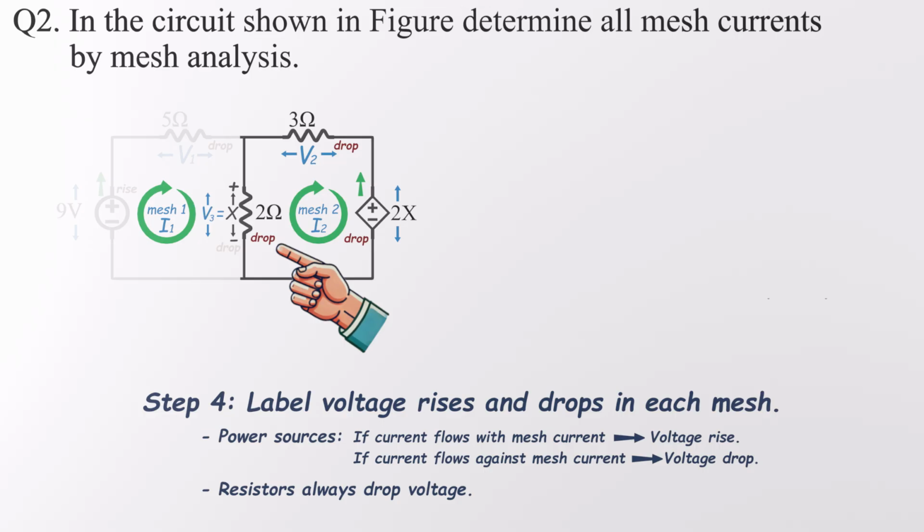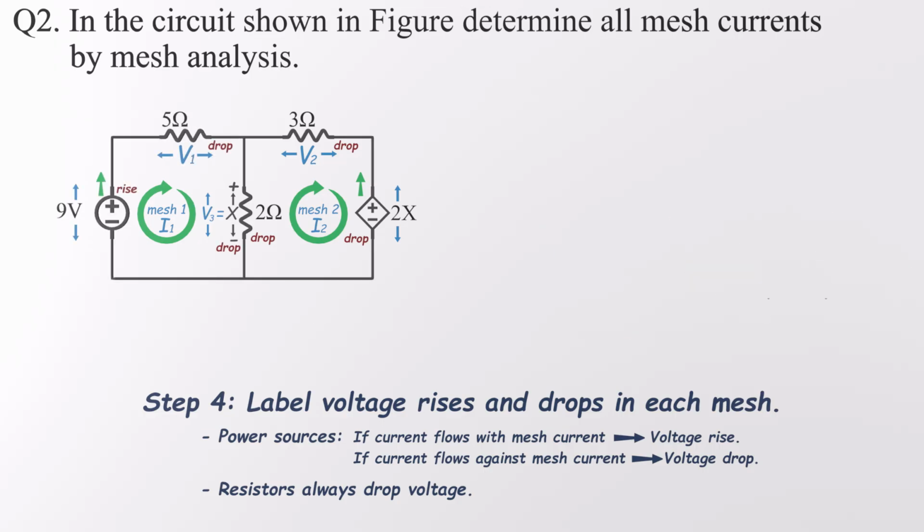This step is absolutely crucial. Mixing up a rise and a drop can throw off your entire KVL equation, leading you straight to the wrong answer. So slow down, check your current directions carefully, and make sure you've labeled everything correctly before moving forward.